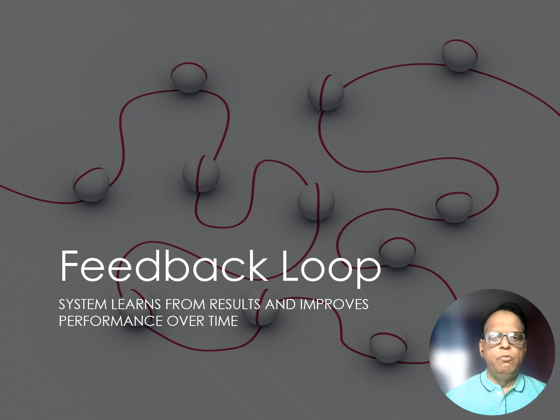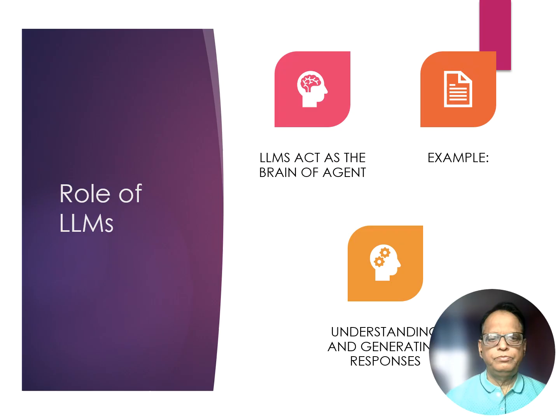Then there is a feedback loop, and this feedback loop will improve the performance of the agentic AI over a period of time. It will learn from the results and then improve its performance. A large language model, or LLM, acts as the brain of the agent. For example, whenever we want to understand something or generate responses, the large language model works as the brain for the agentic AI system.